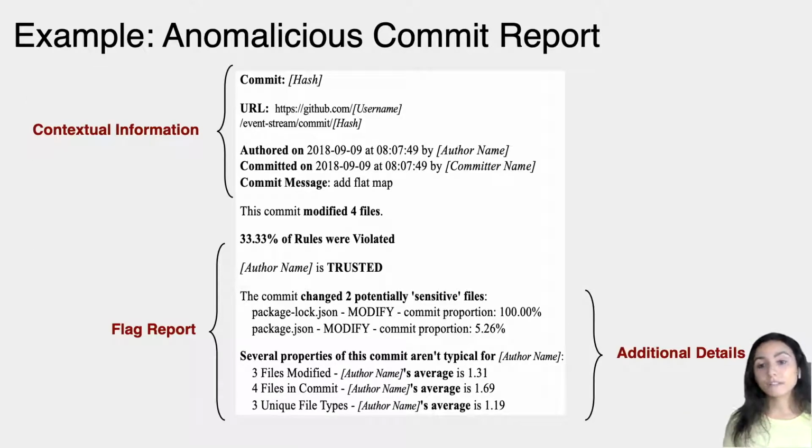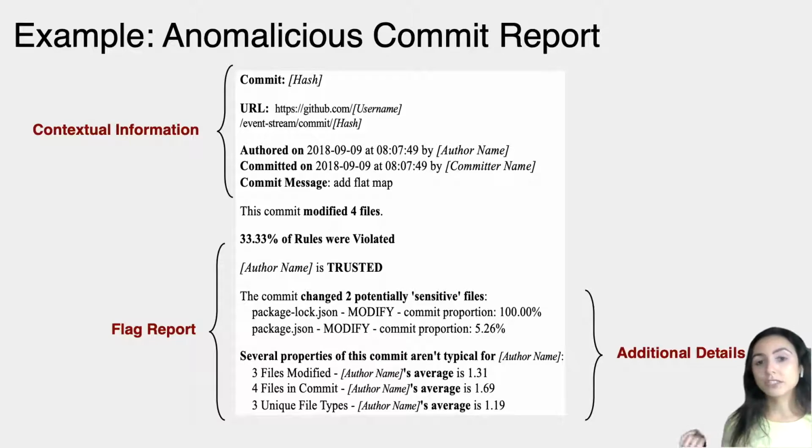This is an example of an anomalicious commit report that would be generated for a commit that was flagged by our system. It starts with contextual information at the top that helps the maintainer understand who authored this, who committed it, and what message was there. Then the flag report starts with the proportion of rules that were violated, and then an enumeration with details of all of those violated rules. You can see here that this person was trusted. If they weren't trusted, we would have also enumerated why.